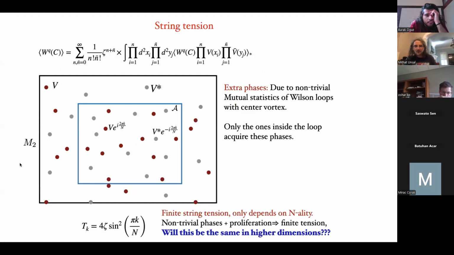But now what will happen when you insert a Wilson loop? When you insert a Wilson loop, if you have a vortex inside, it will pick up this phase, and an anti-vortex will give you this phase. And this extra phase is due to the mutual statistics of the Wilson loop with the center vortex, okay? Now, when you look at this correlation function, it will give you these extra phases, and you can do this calculation, and you can show that this will generate a finite string tension, and this string tension only depends on the n-ality. So these non-trivial phases plus proliferation of these objects, which have finite action, meaning they have a finite density in the vacuum, lead to a finite string tension.